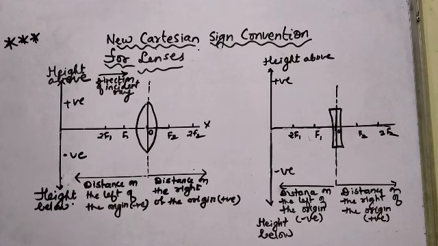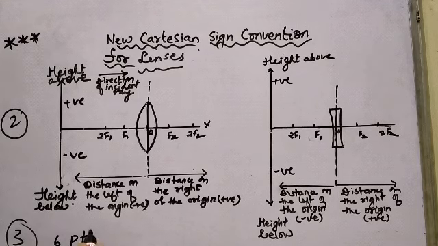The Cartesian sign conventions are asked for 5 marks, where 2 marks will be given for the diagram and 3 marks will be given for the explanation. In the explanation, you will have to mention 6 points. There are many points which are clubbed together, but you write them separately, because each of the 6 points will carry half a mark. So 3 marks you will get for writing down the rules.